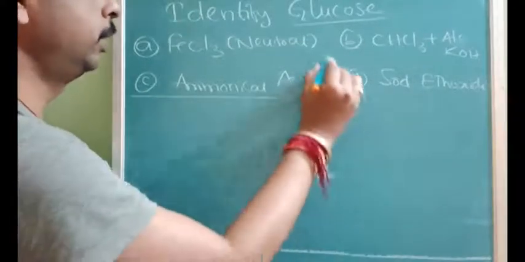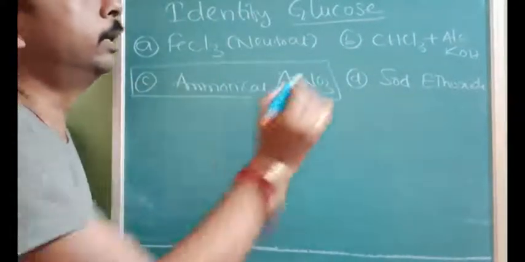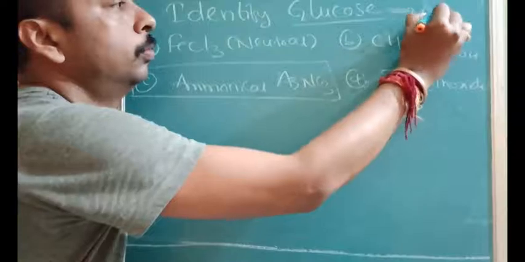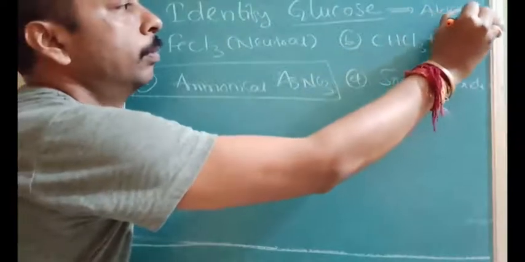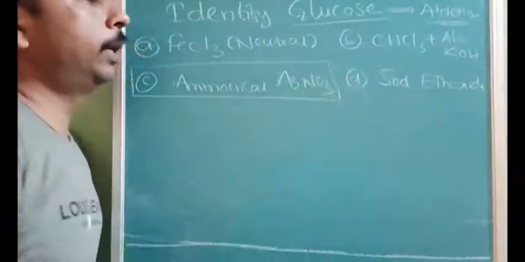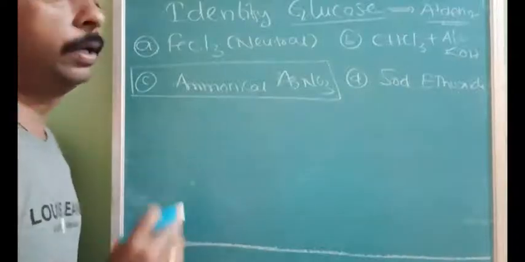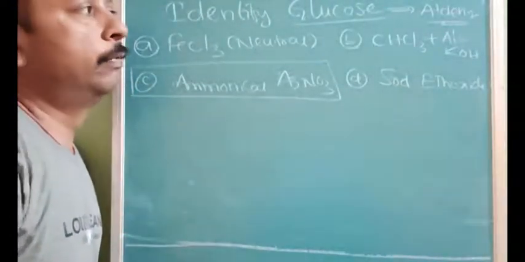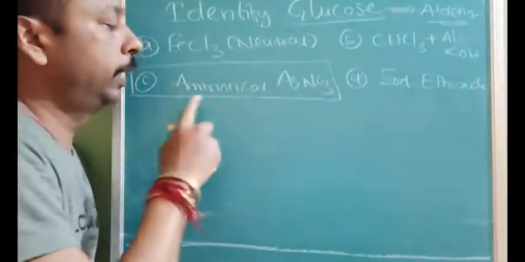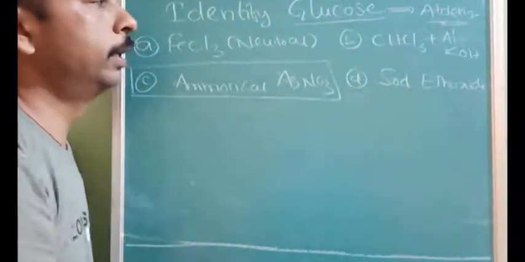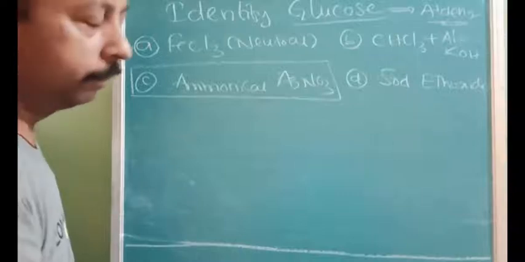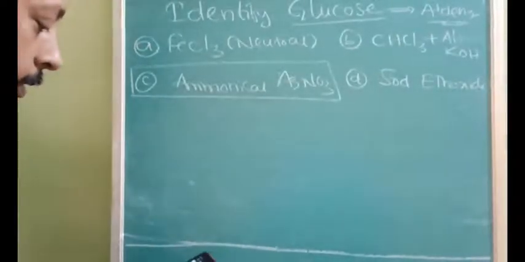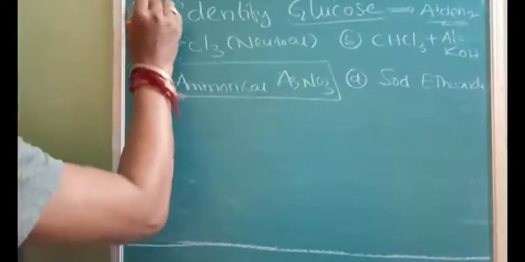The answer to this question is ammoniacal silver nitrate, because glucose contains an aldehyde group. The test for the aldehyde group is ammoniacal silver nitrate. When you add it, a silver mirror is formed due to the presence of the aldehyde. So this is the first question.